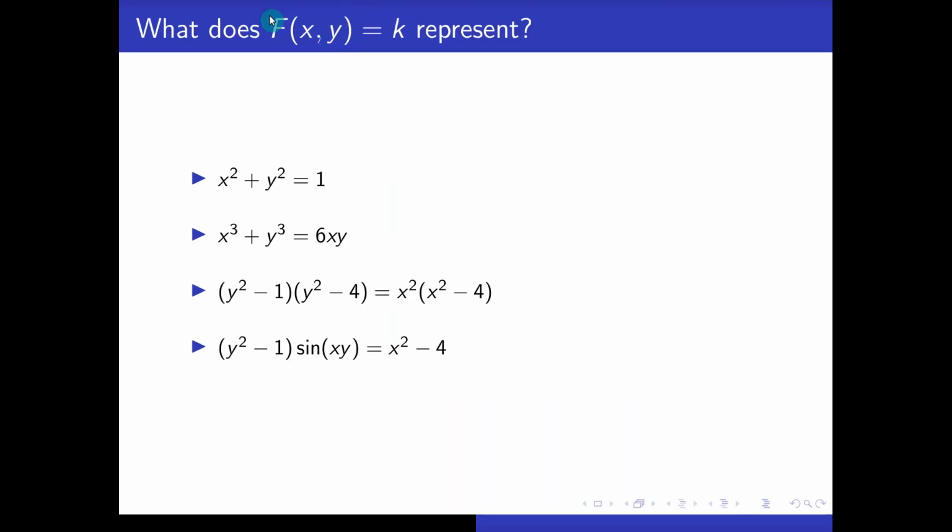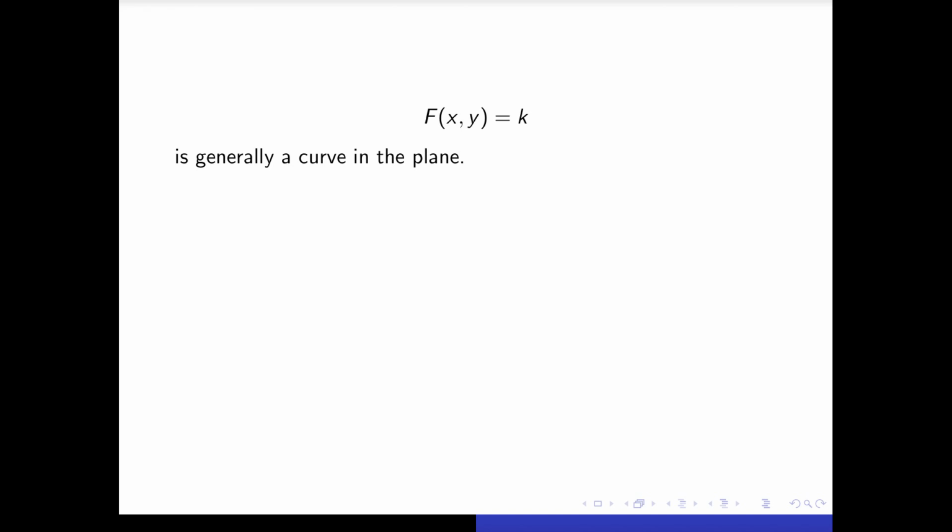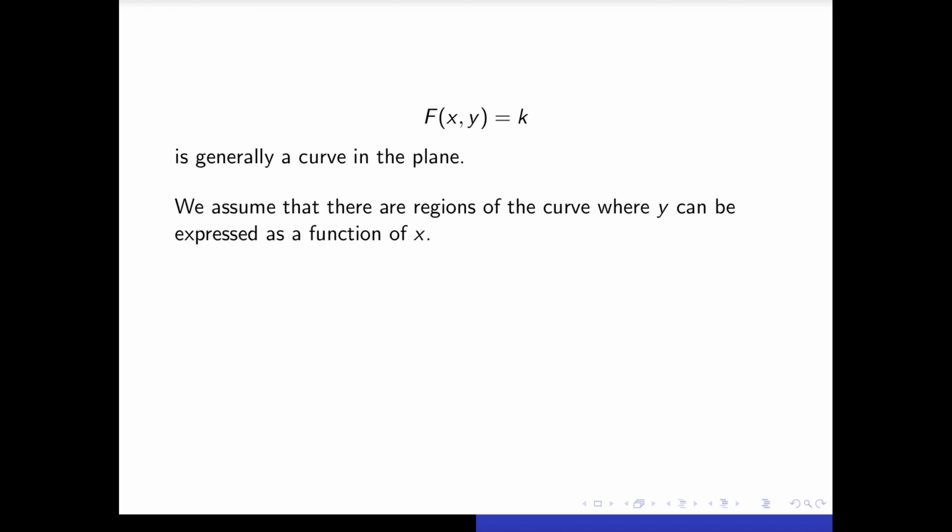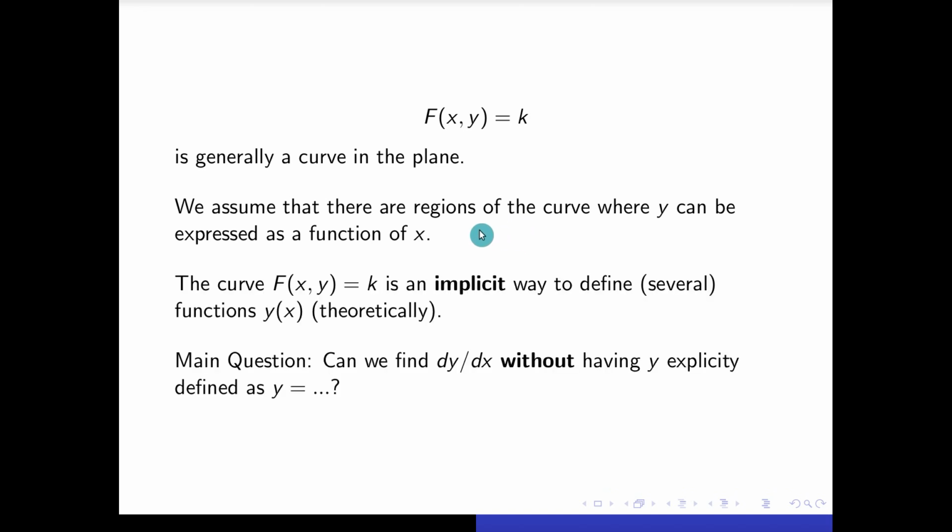What does f of x y equals k represent? Well, f of x y equals k is a curve in the plane, and that curve can be implicitly thought of as defining y as a function of x. It is generally a curve in the plane, and we assume that there are regions of the curve where y can be expressed as a function of x. That's an implicit way of defining y, right? Because y is not actually solved for.